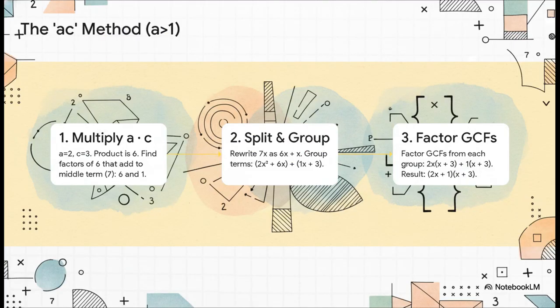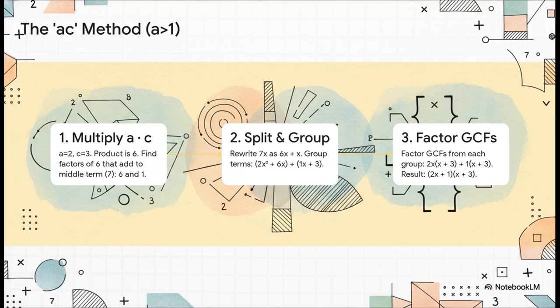But what happens when that first term has a number in front of it, other than 1? Well, then we use a technique called the AC method, sometimes called factoring by grouping. First, as you see here, we multiply a and c, so 2 times 3 is 6. Then we find factors of 6 that add up to the middle term, which is 7. That's got to be 6 and 1.